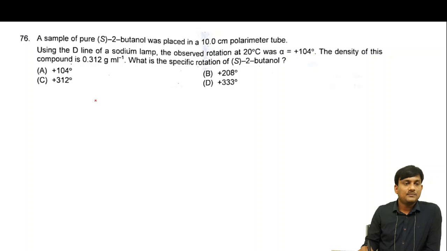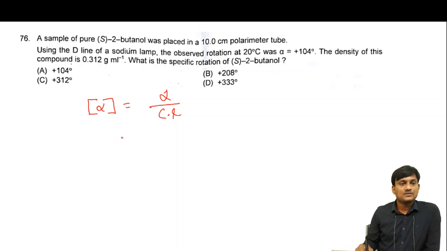Okay, this is the equation for specific rotation. Specific rotation is equal to alpha divided by C into L. Here C is the density or concentration. Here C should be in gram per ml and L should be in decimeters.